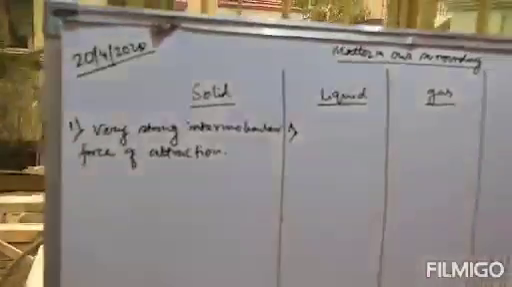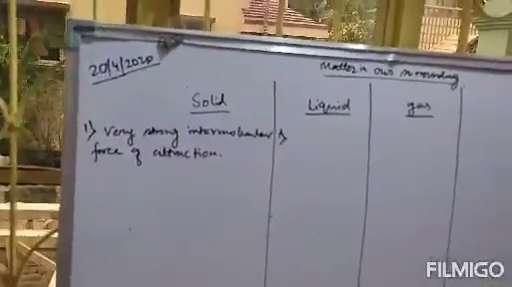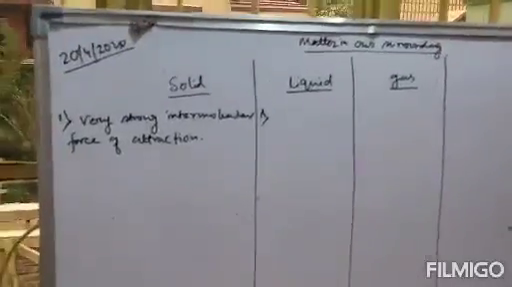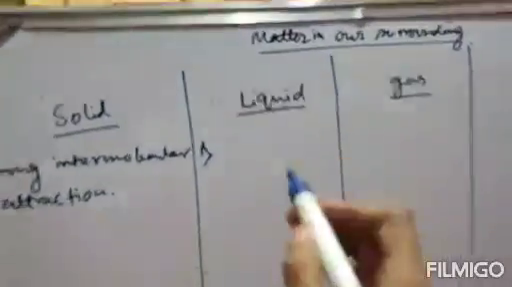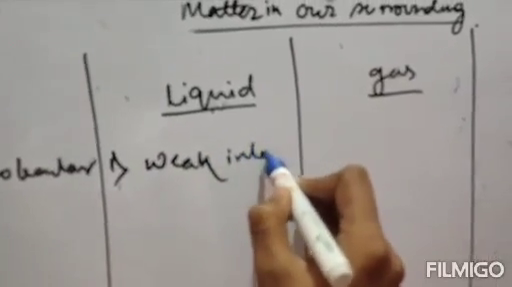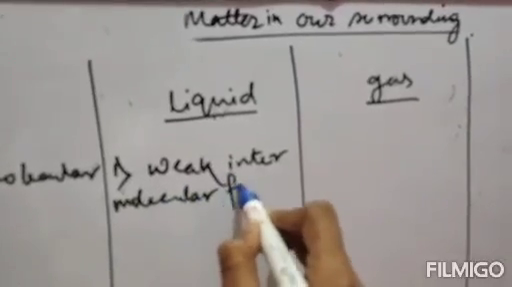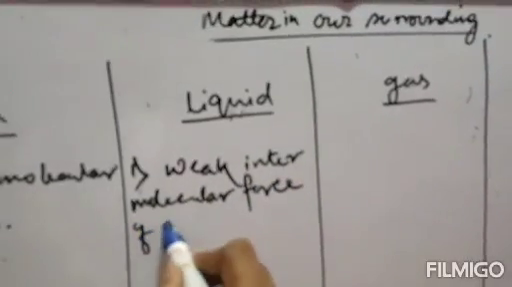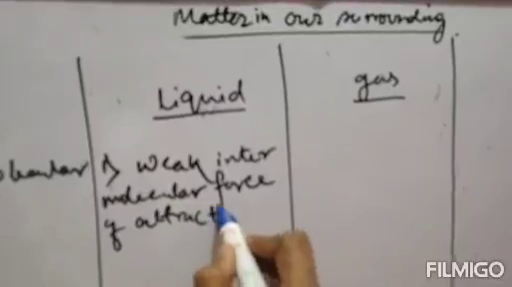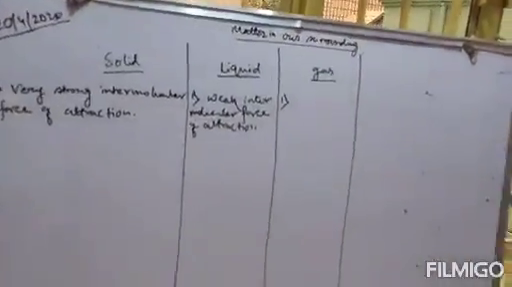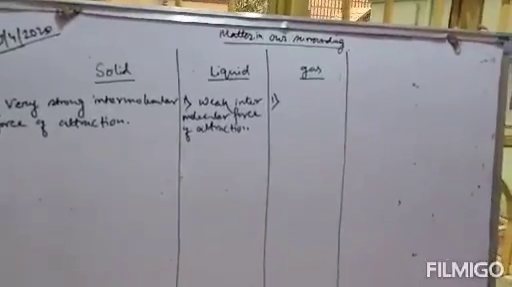In case of liquid, this intermolecular force of attraction is little bit weak than solid. Clear? So we will write weak intermolecular force of attraction. And for gas, this intermolecular force of attraction is very weak. Clear?